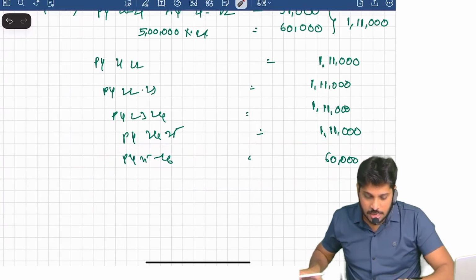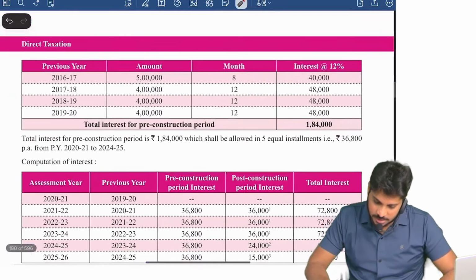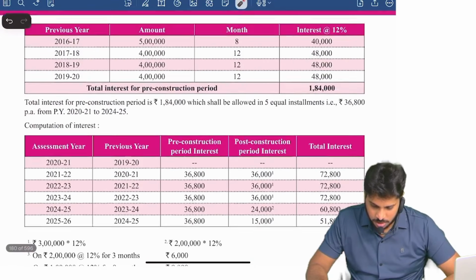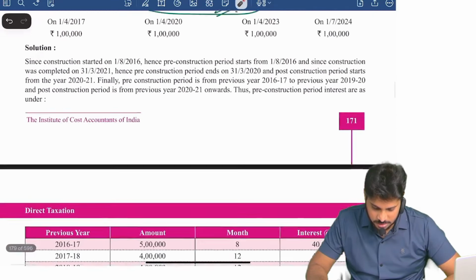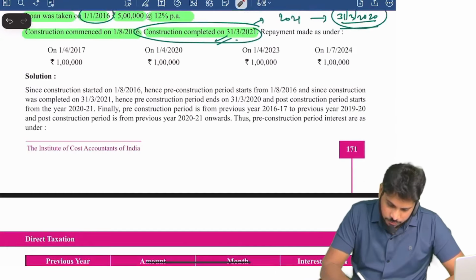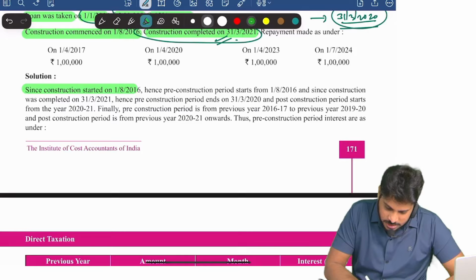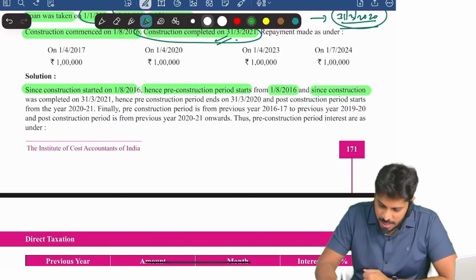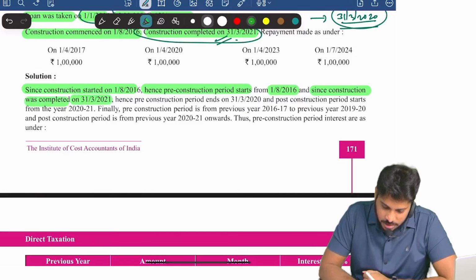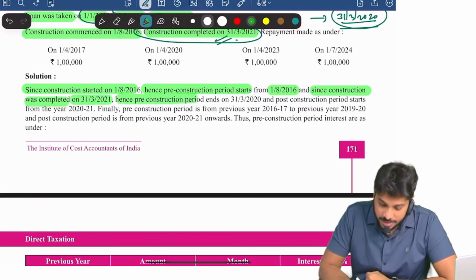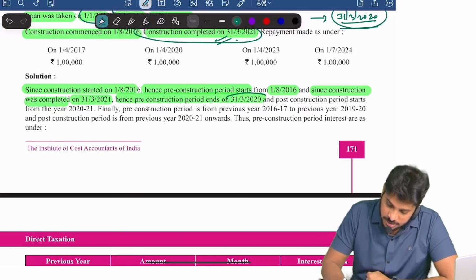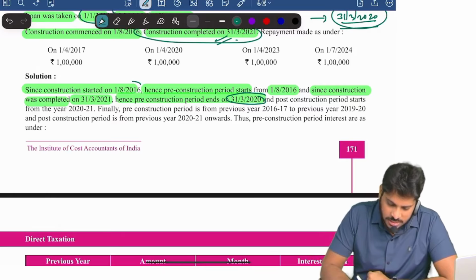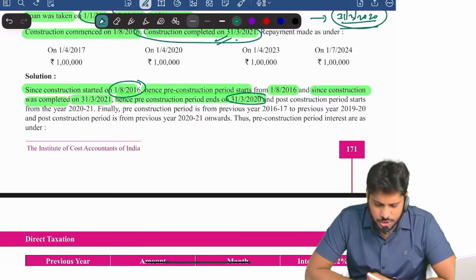Okay, now let's look at the answer. What is the answer? Oh my god, pre-construction period interest. Wait. Since construction started, hence pre-construction period starts from 1st August 2016, and since the construction was completed on 31st March 2021, pre-construction period ends on 31st March, which is actually correct. Our ending date is correct. Now construction starts from 1st August 2016 onwards.